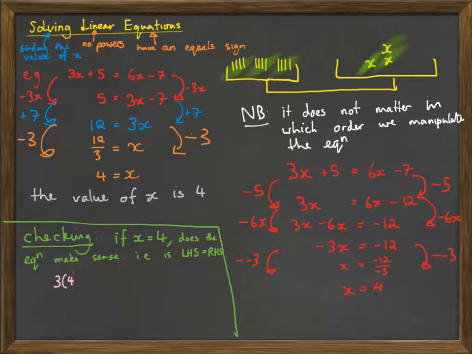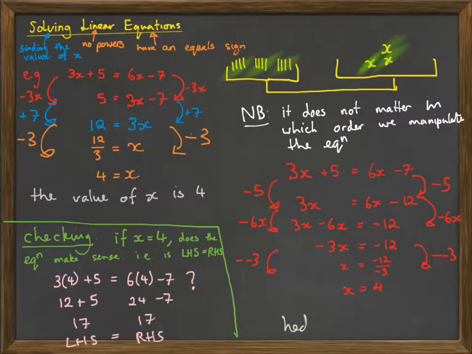Okay. So I could substitute x for 4 in the first equation. So I'm going to do 3 times 4, and add 5. That's the left-hand side of the original equation. Now the right-hand side is 6 times 4 minus 7. Okay. Now is the left-hand side equal to the right-hand side? So let's deal with the left-hand side. 3 times 4 is 12, add 5, that's 17. On the right hand side, 6 times 4 is 24, minus 7, that's also 17. So, yes, the left hand side is equal to the right hand side.